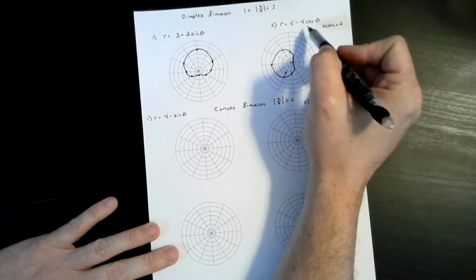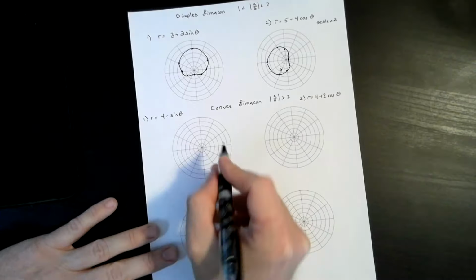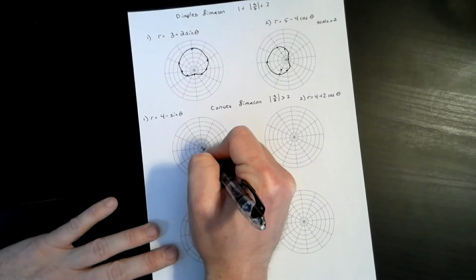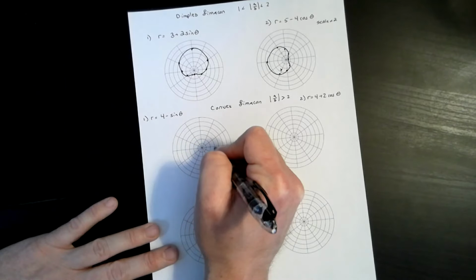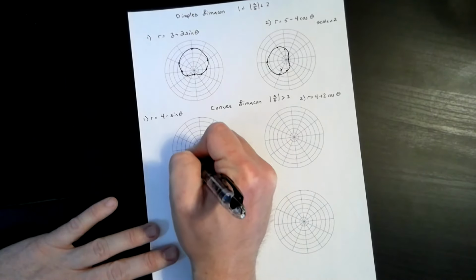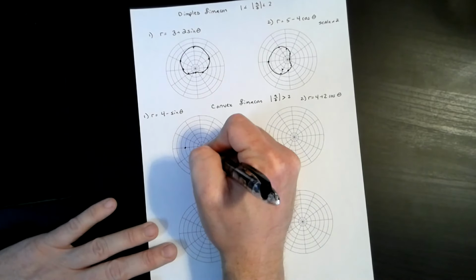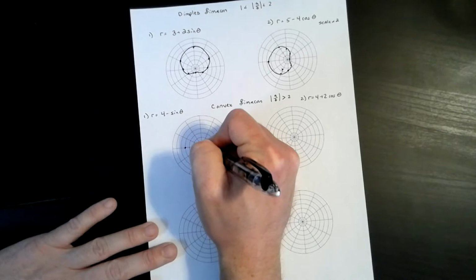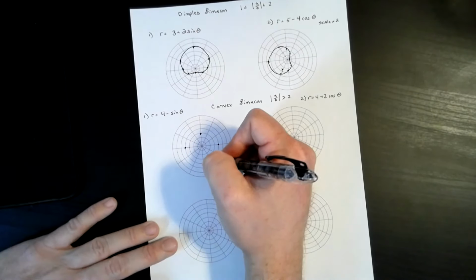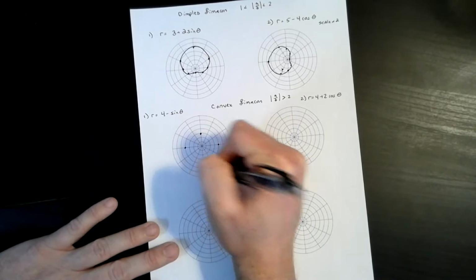Let's plug in a 0. When you plug in a 0, you get out a 4. When you plug in a pi, you get out a 4. Let's just do them both at the same time. When you plug in a pi over 2, you get out a 3. When you plug in a 3 pi over 2, you get out a 5.